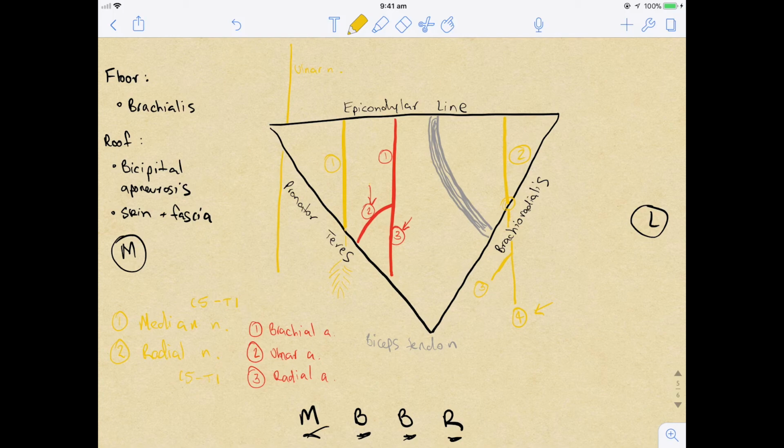Another nerve that we could draw in is a smaller nerve, and it's called the lateral cutaneous nerve of the forearm. Now its position is roughly here. And the lateral cutaneous nerve of the forearm emerges in between the biceps brachii muscle and the brachialis muscle.